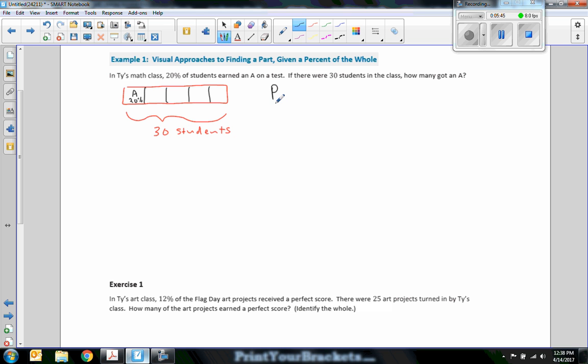So I'm going to do the formula. Part over the whole equals some number over 100. The part we don't know. Actually, I don't want to use an x here. Part over whole equals percent over 100. So I don't know the part. That's what I'm trying to find. The whole is 30. I want that equal to 20%. Remember, percent is out of 100. That means 20 out of 100. 20 over 100. So we have this proportion.